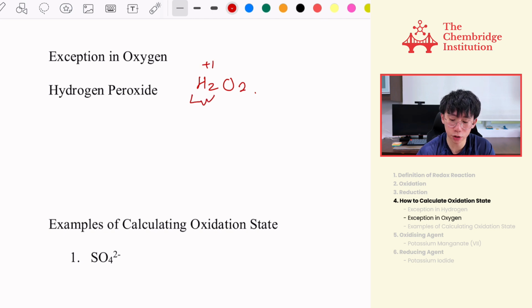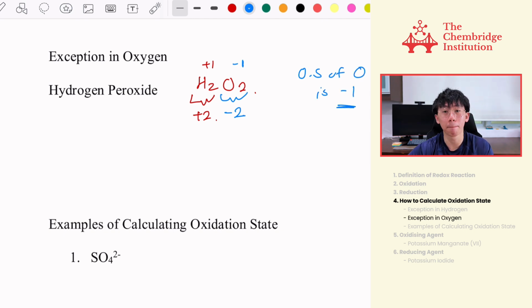So the total hydrogen oxidation state is +2 since there's 2 hydrogens. And then because it's overall neutral, the total oxidation state from O2 has to be -2 to keep the whole thing neutral, right? So each oxygen is actually a -1 oxidation state. Okay, so this is a case where the oxidation state of O is actually -1 instead of -2.